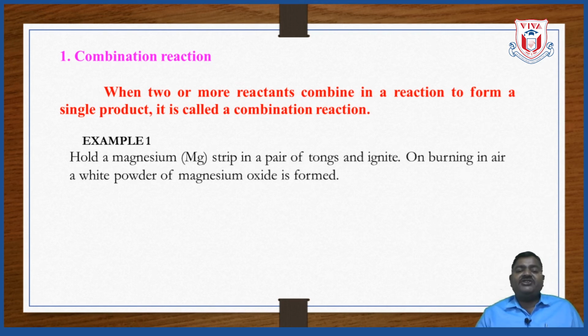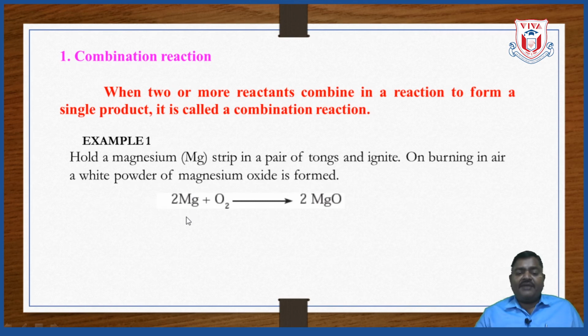Hold a magnesium strip in a pair of tongs and ignite. म्हणजे मॅग्नेशियमची फीत चिमट्यामध्ये पकडली आणि त्याला आपण जाळली ते एका टोकाला. On burning in air a white powder of magnesium oxide is formed. ज्यावेळेला ते हवेमध्ये जाळली जाईल मॅग्नेशियमची फीत, पांढऱ्या रंगाची मॅग्नेशियम ऑक्साईडची पावडर आपल्याला मिळेल.